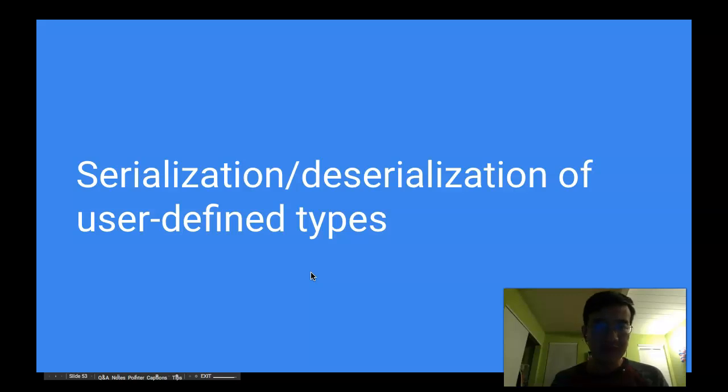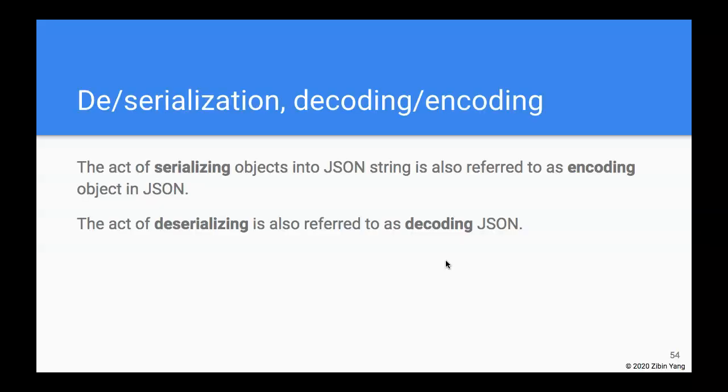Hi, we're going to talk about how to serialize and deserialize user-defined types in this video. First, I'd like to get some terminologies right. So we've been using the word serializing. That means to convert Python objects in memory into JSON strings.